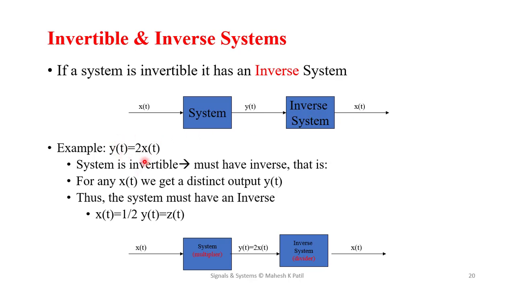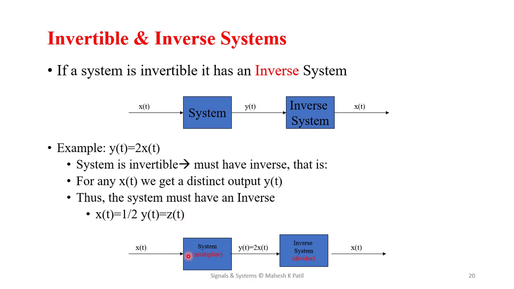You can consider this as an example here. So y of t is equal to 2 of x(t), where x(t) is the input and y of t is the output. So if the system is invertible, it must have an inverse. So for any x of t, we get a distinct output y(t). Thus the system must have an inverse system. So we can write x of t as 1 by 2 y of t, and it is equal to z of t.